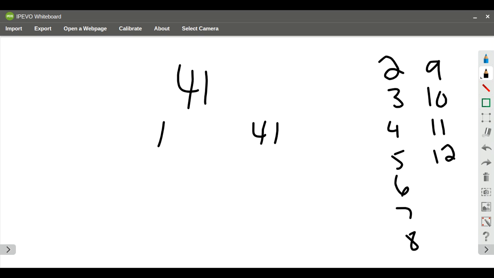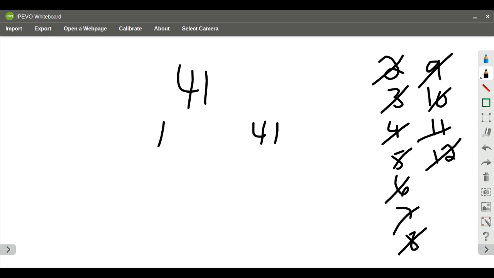So it's not an even number, so it's not divisible by 2. 4 plus 1 is going to be 5, so it's not a multiple of 3 or a multiple of 9. It doesn't end in 0 or 5, so it's not a multiple of 5 or 10. And it's not a multiple of 4. So because it's not a multiple of 2 or 3, that means it's not a multiple of 6. Because it's not a multiple of 3 or 4, that means it's not a multiple of 12. Take a look, 41 is not a multiple of 7. It's not a multiple of 8. It's not a multiple of 11.